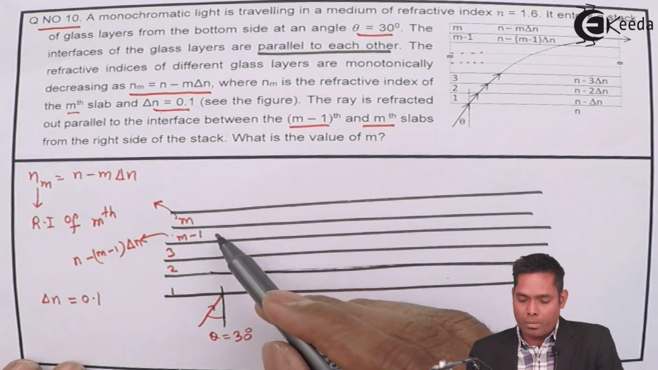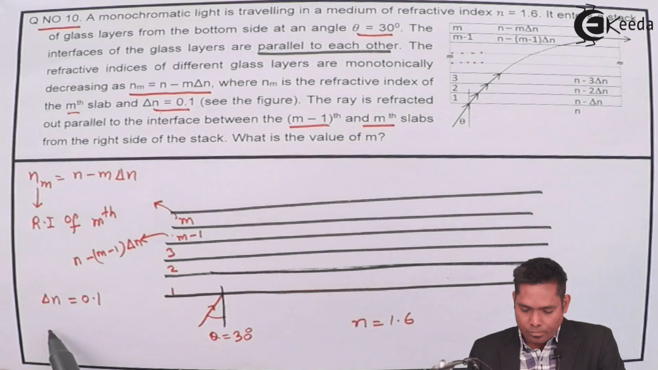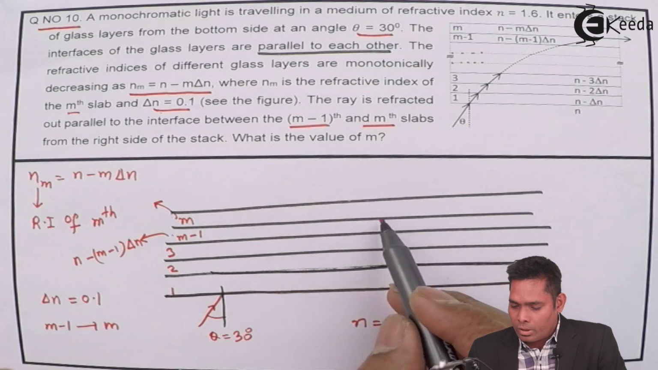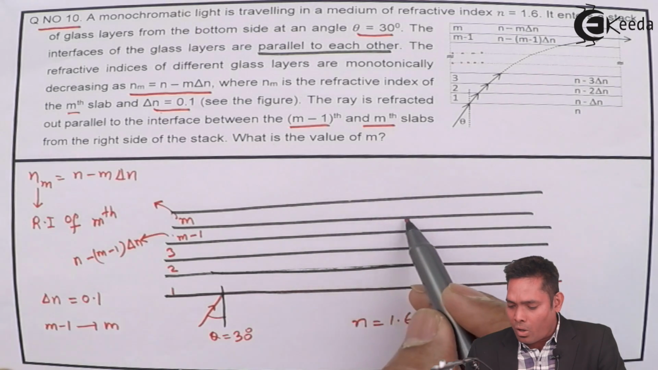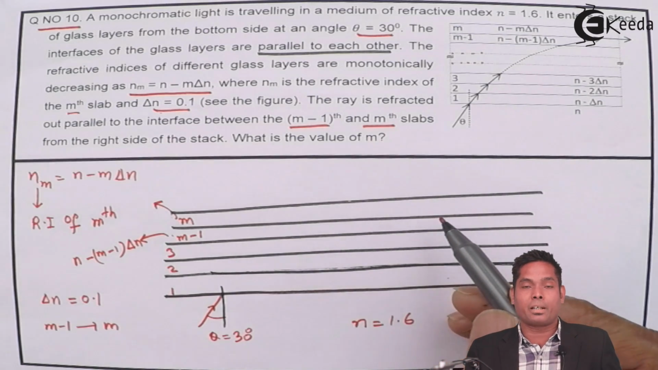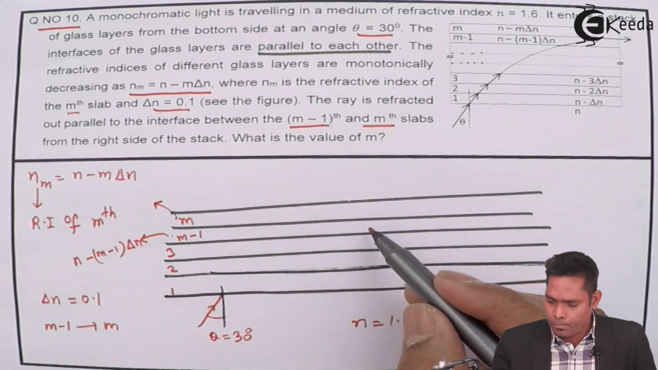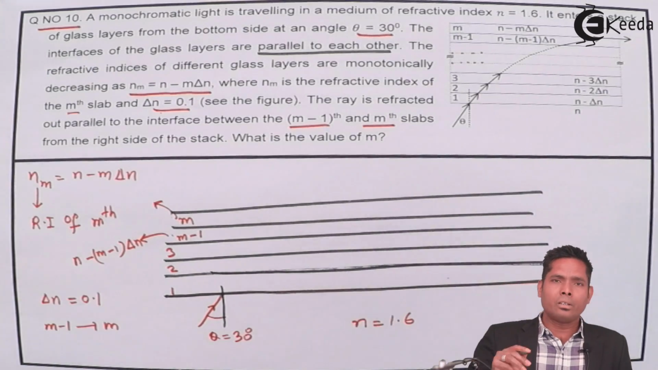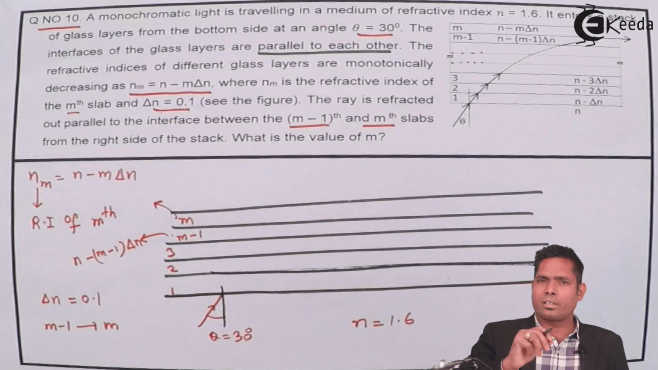As the ray moves from the m minus 1th layer to the mth layer, it moves along the surface of the interface, that is, it must be at the critical angle. So the refractive index of m minus 1 is greater than that of m, and the ray is striking just at the critical angle.